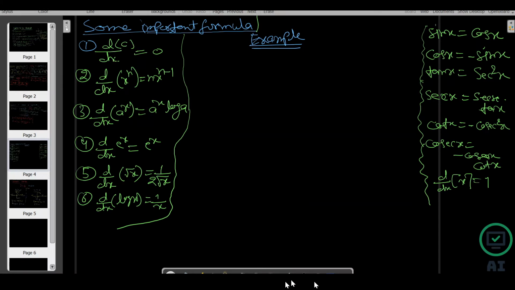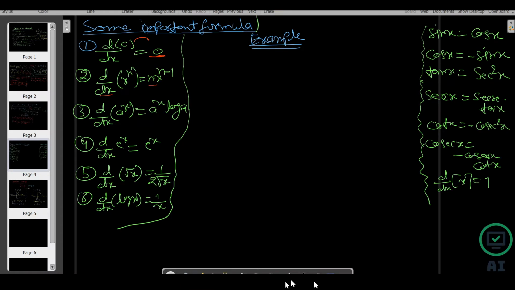If you differentiate a constant with respect to x, you will always get 0. If you differentiate x power n with respect to x, it will be n x power n minus 1. A power x, if you differentiate, is a power x log a. E power x, if you differentiate, is the same thing. Root x is 1 by 2 root x, log x is 1 by x.